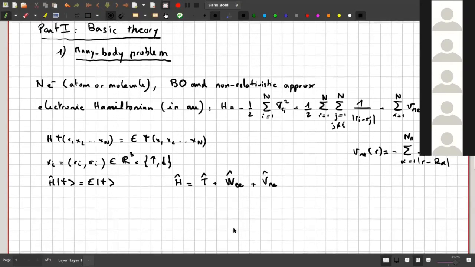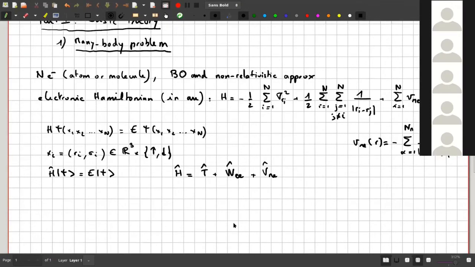Now, of course, in practice, we are first interested in the ground state energy of the system. And for this, we have the very convenient variational theorem.